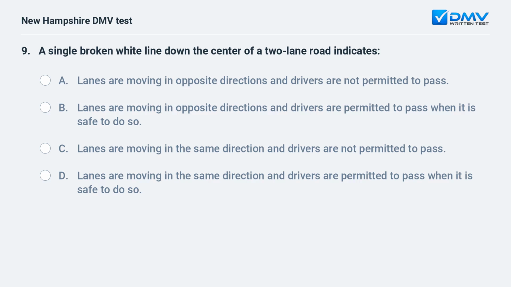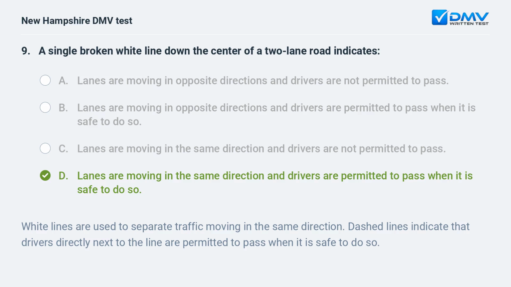A single broken white line down the center of a two-lane road indicates a. Lanes are moving in opposite directions and drivers are not permitted to pass. b. Lanes are moving in opposite directions and drivers are permitted to pass when it is safe to do so. c. Lanes are moving in the same direction and drivers are not permitted to pass. d. Lanes are moving in the same direction and drivers are permitted to pass when it is safe to do so.